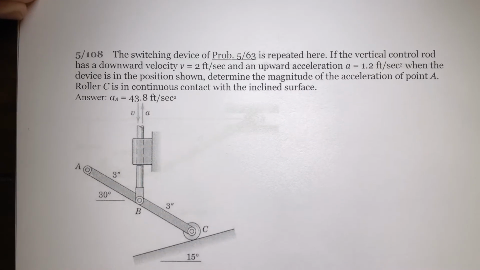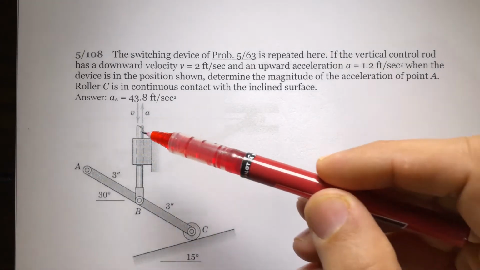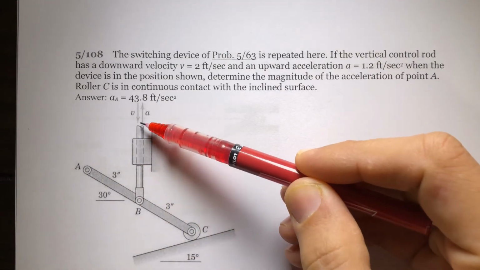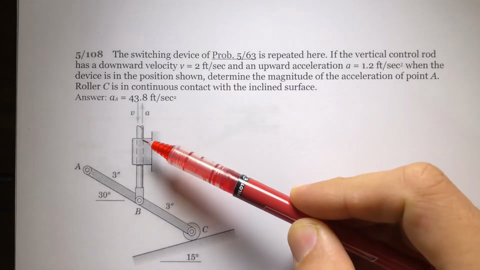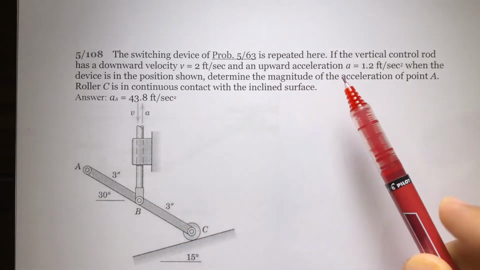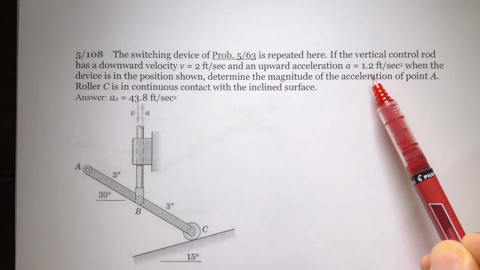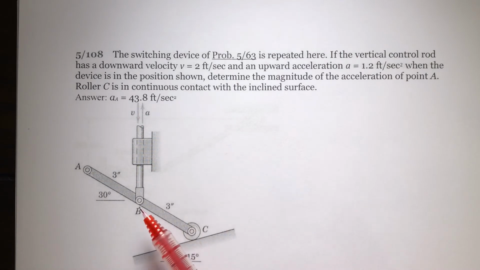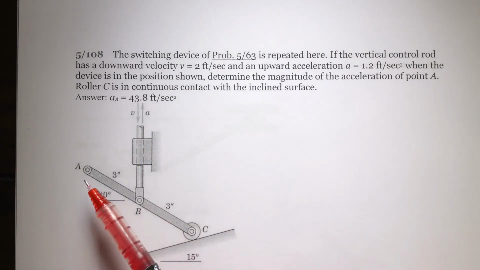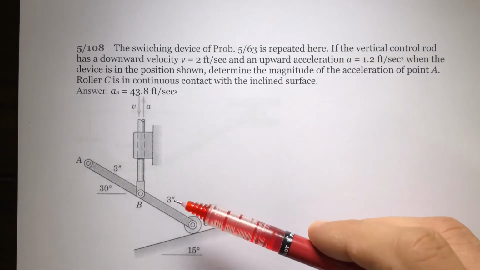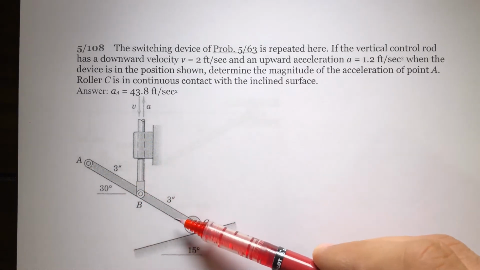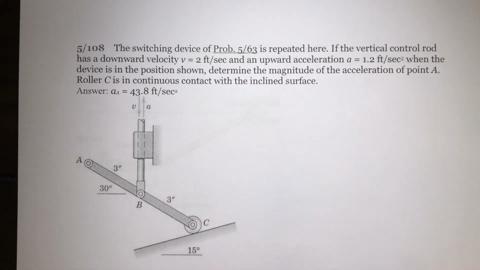Problem 108, chapter 5. So read the problem carefully. We have this slider which is moving down with the velocity of 2 feet per second, but acceleration of it is upward. It is 1.2 feet per second squared. We had exactly the same problem before. We analyzed the velocity of it and we found the angular velocity of AC, if you remember that. So if you want to solve this problem from the beginning, you must actually find angular velocity of this too.